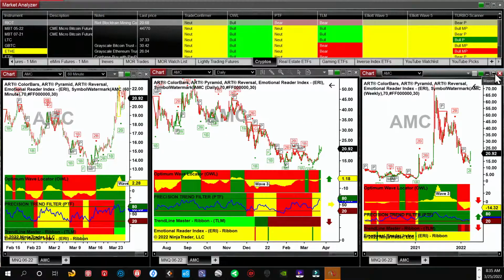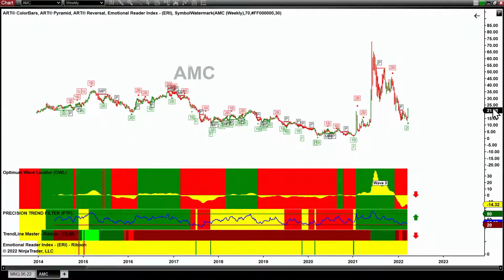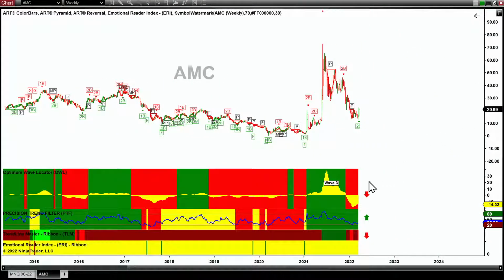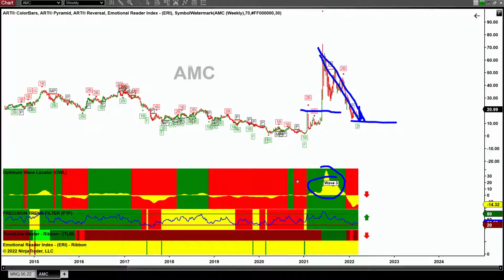All right, so AMC, let's take a look at this bad boy. Huge move down. In this case here, this is not a wave 4 because it's already retraced way too far. So even though the owl sets a wave 3, when the retracement goes below a wave 1, it's got to be a wave 2, chances are, especially with the green PTF. Now, this would be a wave 1, 2, so the next one's going to be a big 3, right? So kind of remember that.